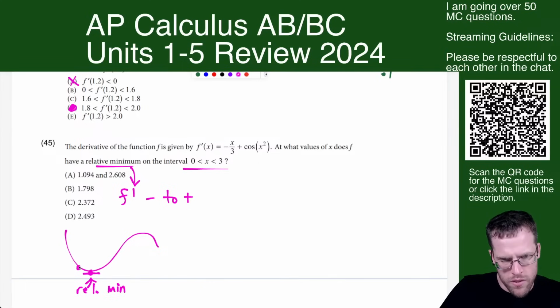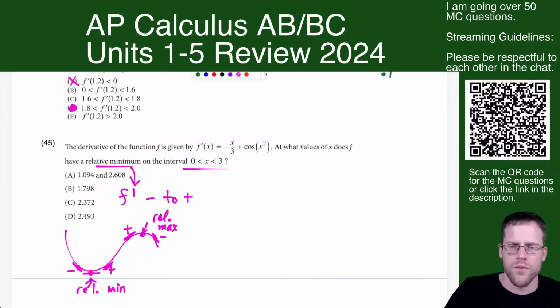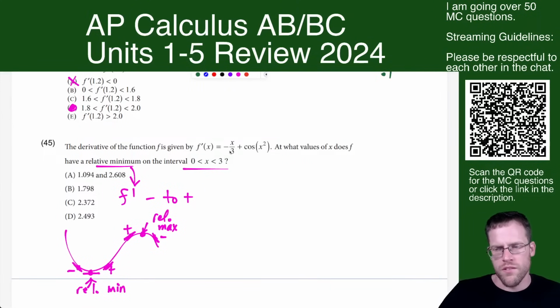And look what happens with the slope. The slope goes from negative to positive. The slope of the tangent line changes from negative to positive. And then if I have a relative maximum, let's say here, that is a slope change from positive to negative. So that would be if they wanted the relative max.